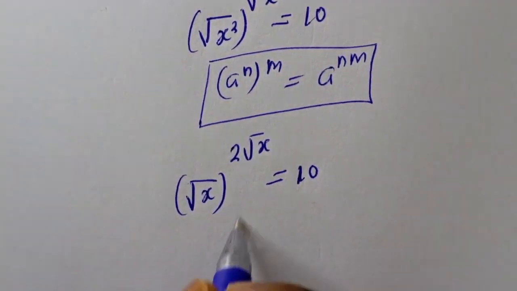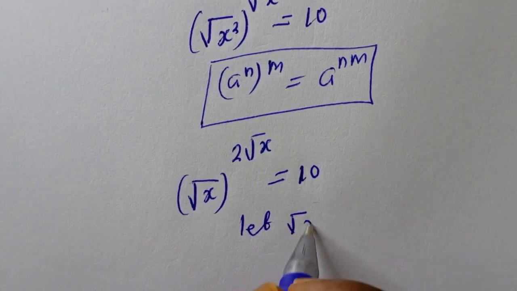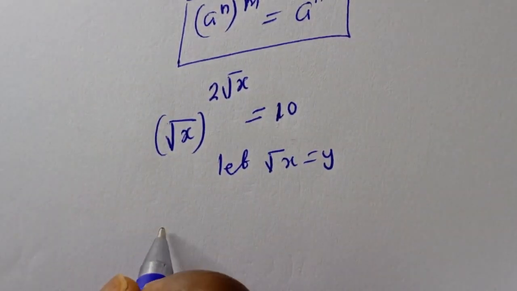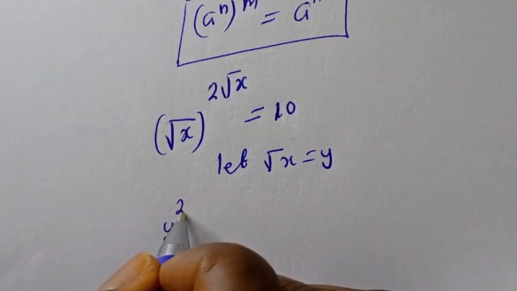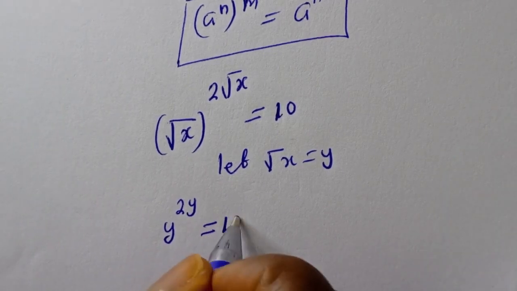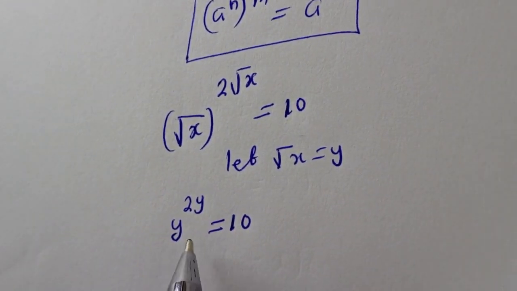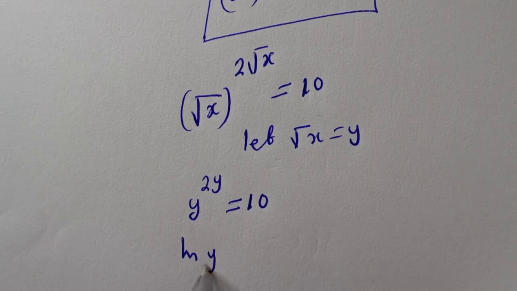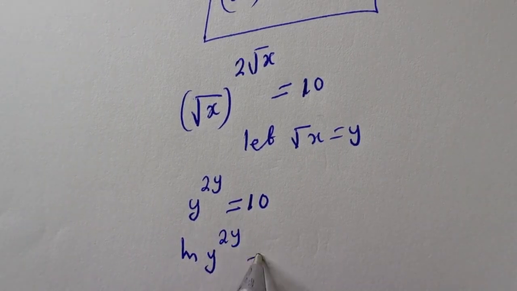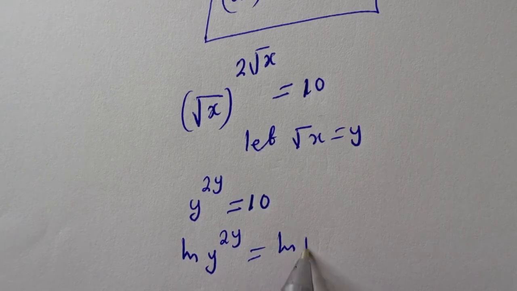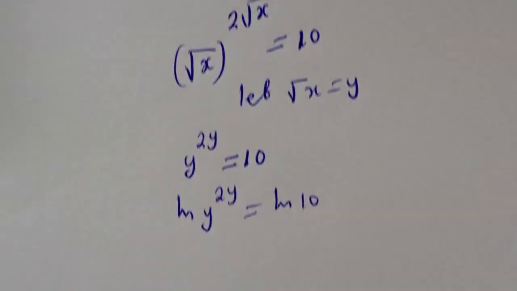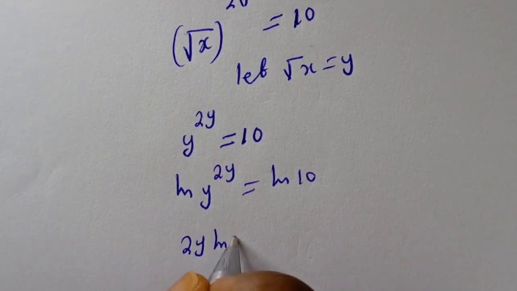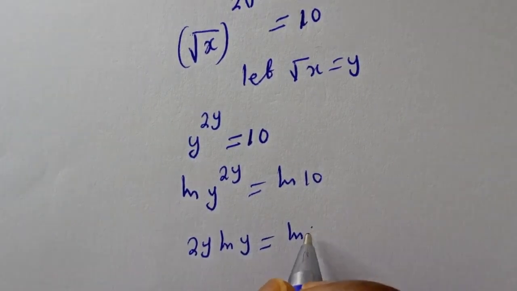Now let square root of s be equal to y. So this is y to the power of 2y is equal to 10. Let's take the natural log of both sides. We have ln of y to the power of 2y is equal to ln of 10. Then this is 2y ln of y is equal to ln of 10.